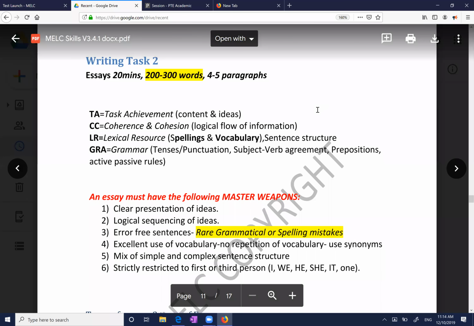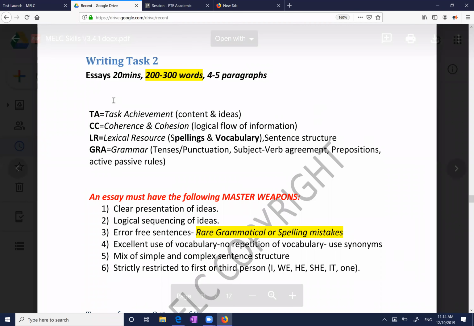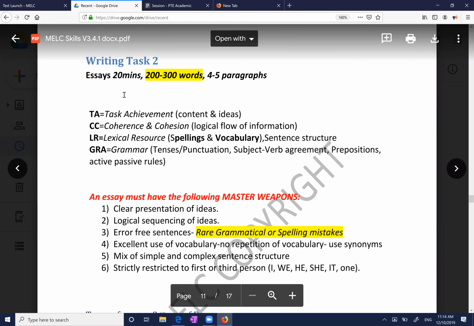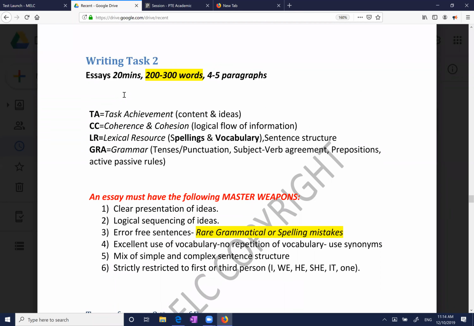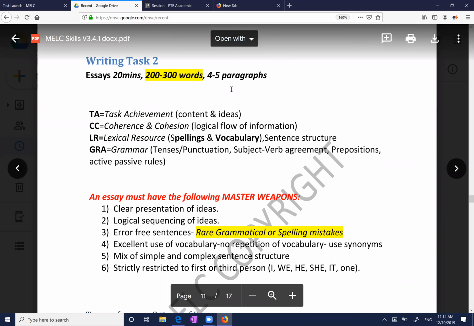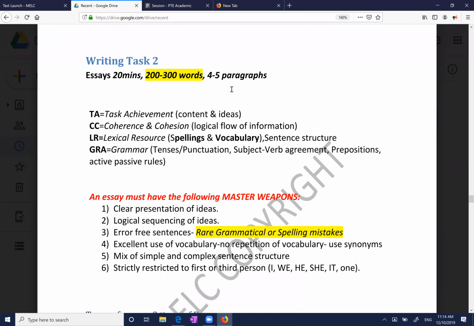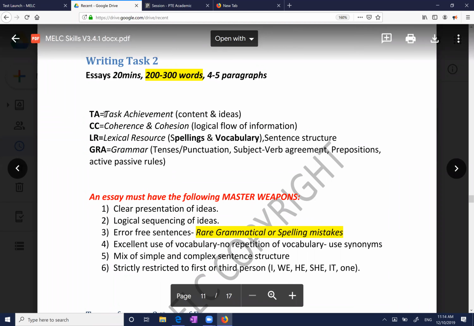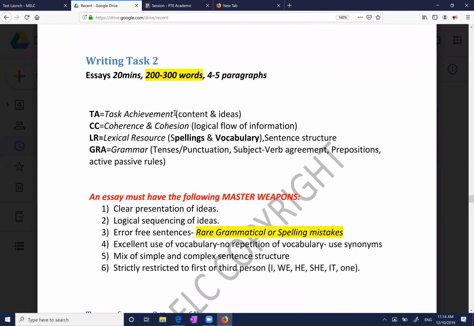All right. Starting with writing task 2, you will see writing task 2 is a 20 minutes task where you have to write 200 to 300 words, and you should write your answer in 4 to 5 paragraphs. How many paragraphs? 4 to 5 paragraphs. The most important thing in writing is task achievement. That's the most important aspect because that gives you marks. The maximum marks, for example, for 8 or 7 bands, come from task achievement. Task achievement means what is your content and what sort of ideas you have written.